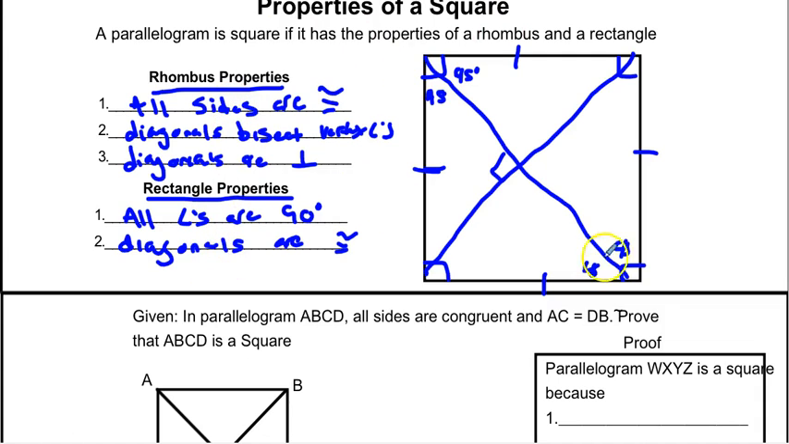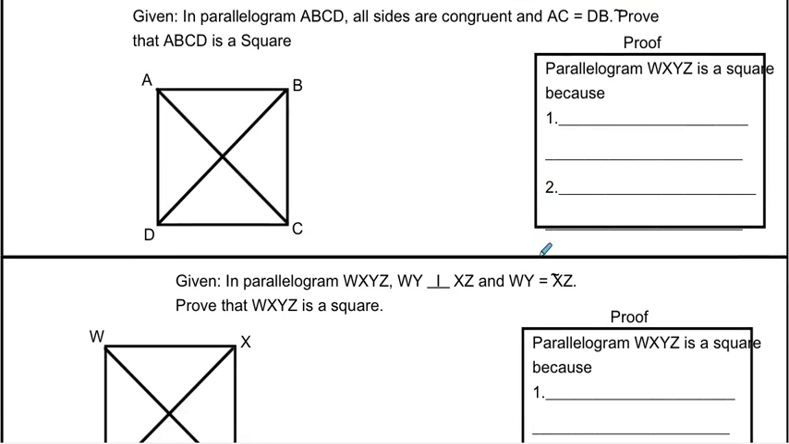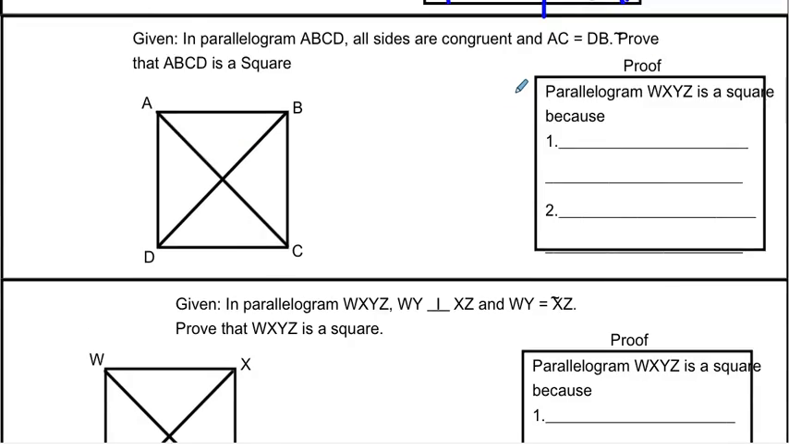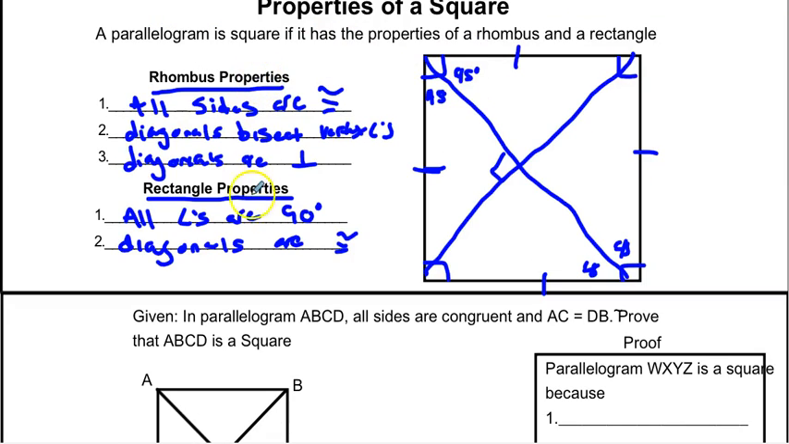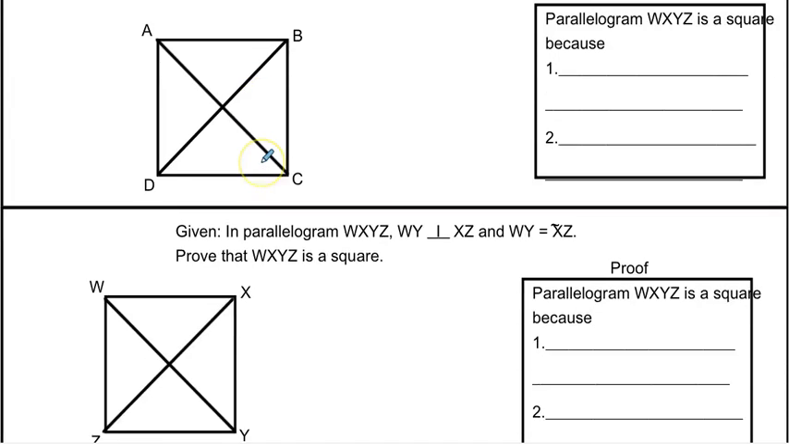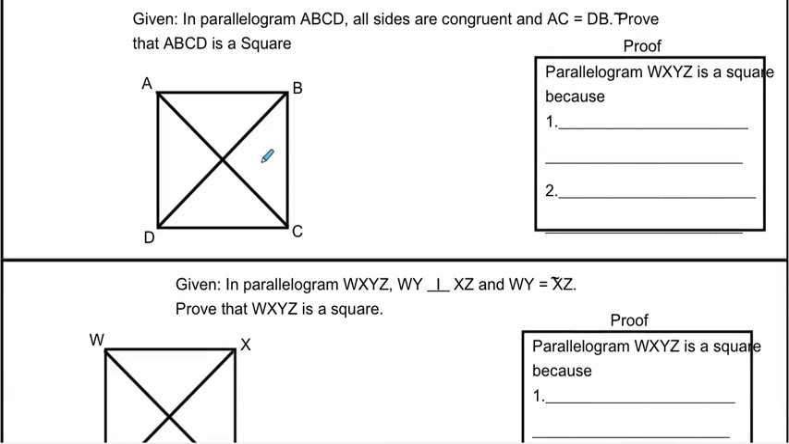Whoa, that's pretty cool. Now let's talk about proving something's a square. To prove something is a square, it has to have both one rectangle and one rhombus property. You have to prove that it's both a rectangle and a rhombus. All right, and I'll show you how it's done. In parallelogram ABCD, all sides are congruent. So it tells me that all the sides are congruent. And I know that AC is congruent to DB. So those are my two givens. I know that that's true.